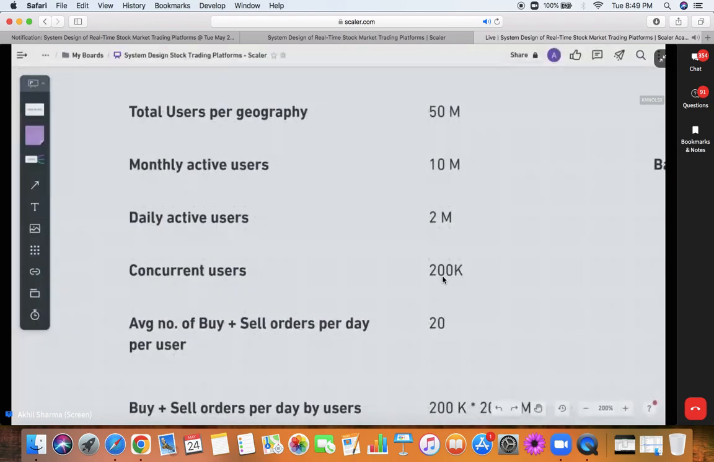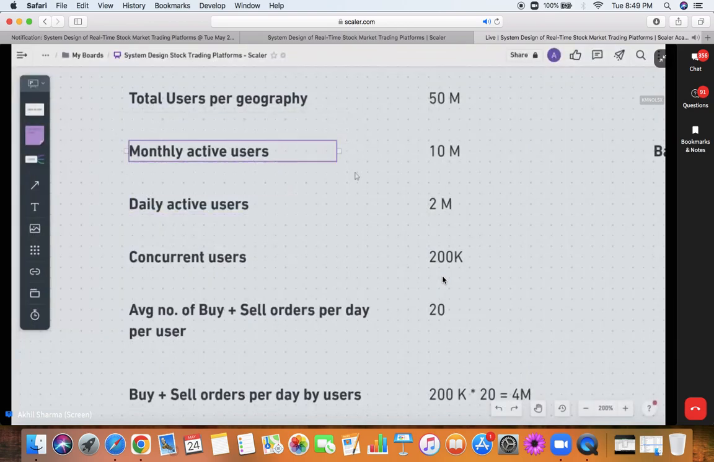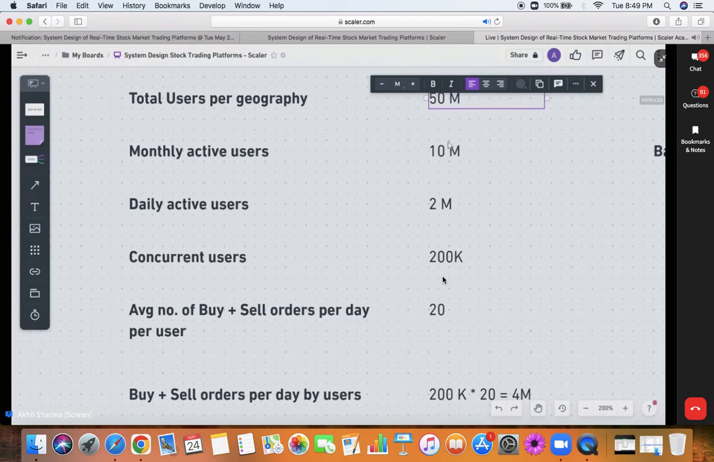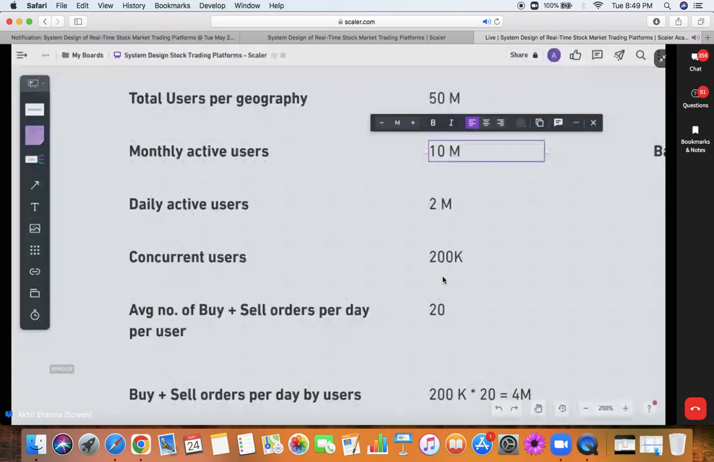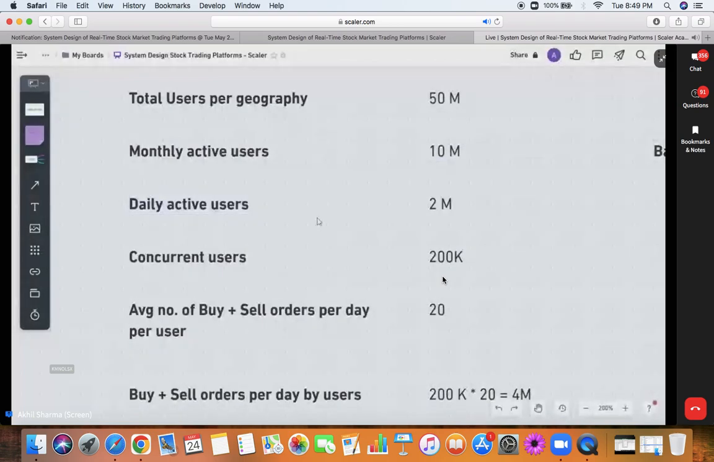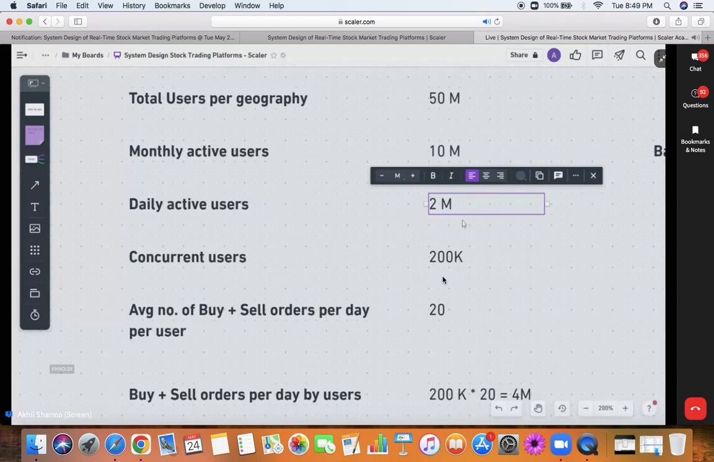And how many monthly active users will you have? In my case, out of these 50 million total users, at least 10 million will be monthly active. Monthly active users means out of my total users, how many people end up using the system every month. Daily users means out of these monthly active users, how many people actually log in every single day. There are people who log into Facebook every day, people who log into Instagram every day. Those are daily active users.